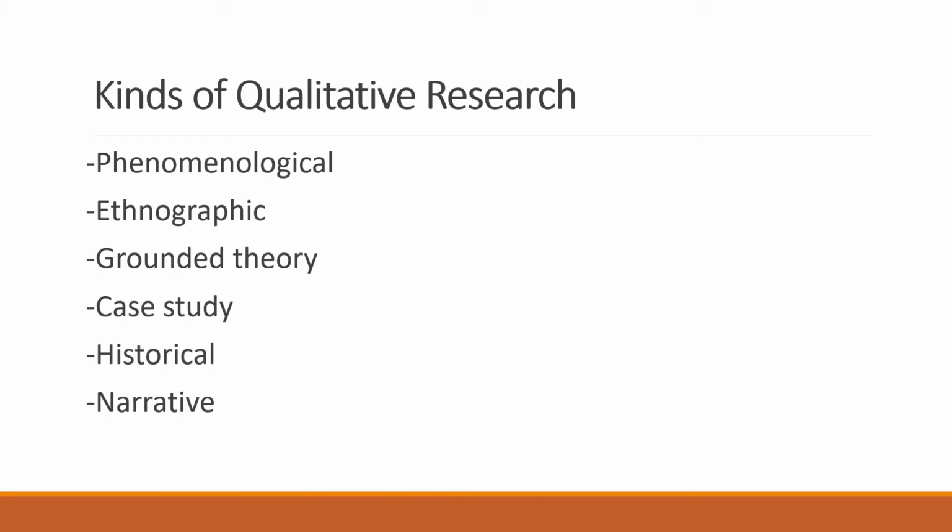We are done discussing the strengths and weaknesses of qualitative research. Now, let us proceed with the different kinds of qualitative research. In conducting a qualitative type of research on different fields such as business, education, and medicine, etc., there are six widely used qualitative research kinds, namely phenomenological, ethnographic, grounded theory, case study, historical, and narrative.